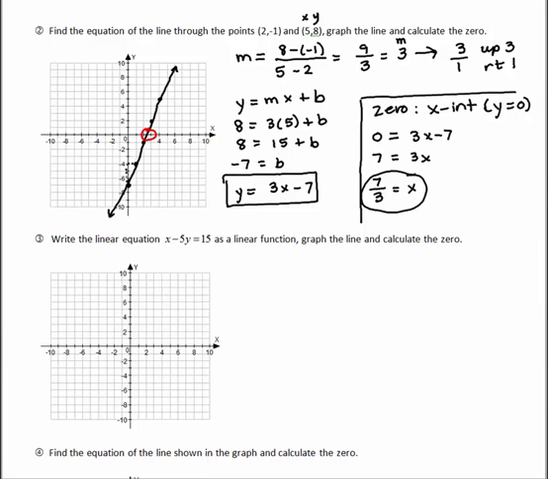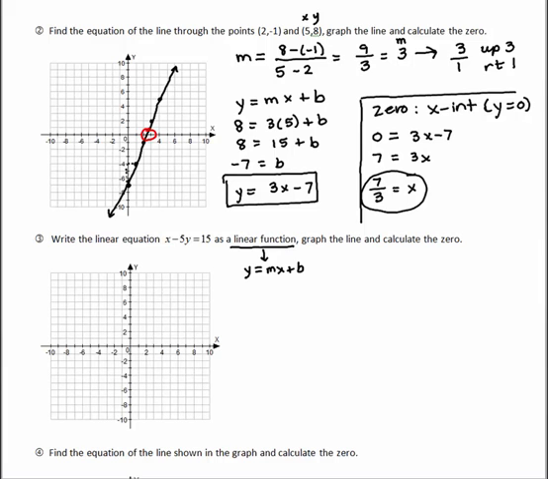All right, in the next example, we're given a linear equation, x minus 5y equals 15, and we're supposed to write it as a linear function. When I have to write it as a linear function, I want to first of all get it into its slope-intercept, or y equals mx plus b form. That'll be my first task. Then I'll be able to fairly easily graph it and calculate the 0 just like we've been doing.